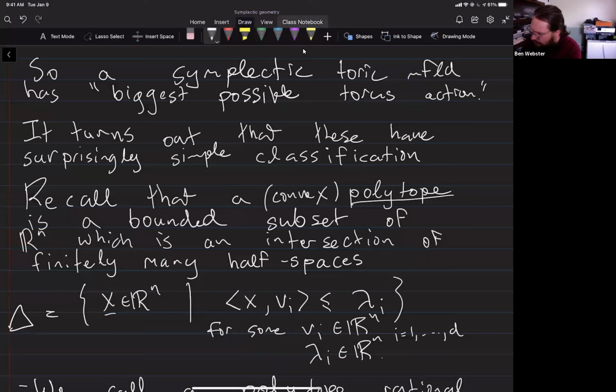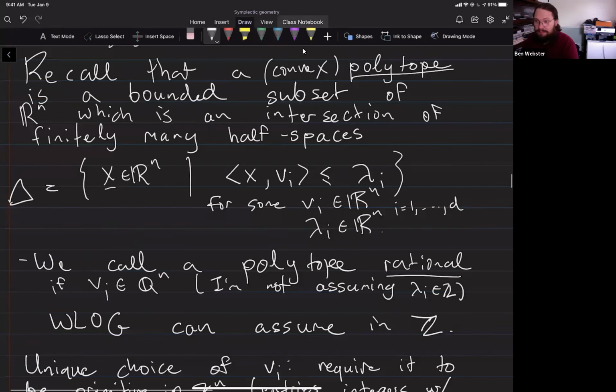So in order to talk about this, we're going to have to talk about some combinatorics because they're classified by combinatorial objects. And the objects we're interested in are convex polytopes. So that's a bounded subset of R^n. People will argue about whether convex is part of the definition of a polytope. People will also argue about whether being bounded is part of the definition of a polytope. Well, I'm interested in polytopes that are bounded and convex. So it's a bounded subset of R^n, which is an intersection of finitely many half spaces.